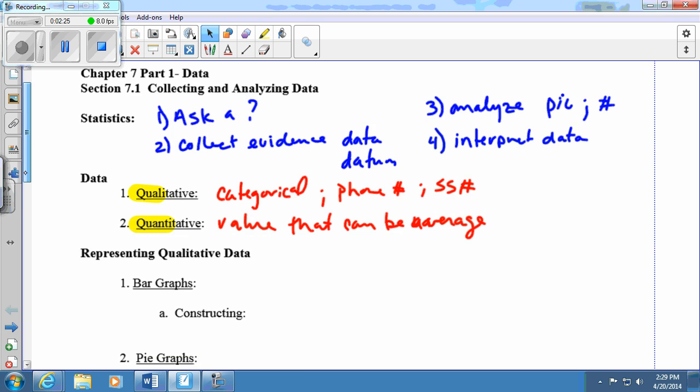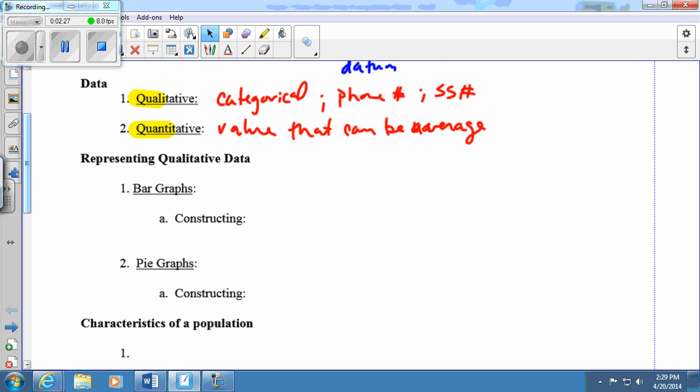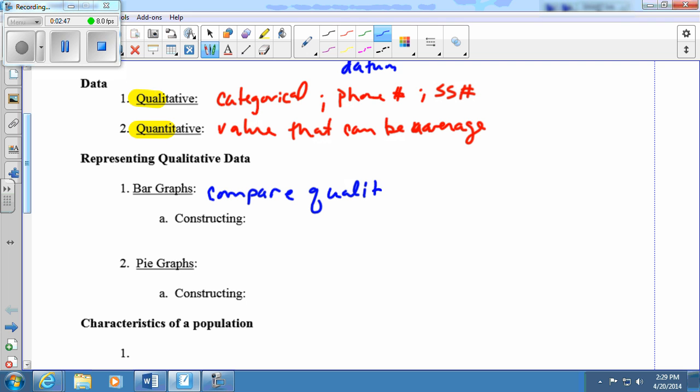So when we look at these two types of data, we're focusing right now on qualitative. We're going to look at two things called a bar graph and a pie, and you'll do an exploration in which you'll create each of these. But a couple things that you'll need to know about a bar graph is it's going to compare the qualities. And so it's going to look like this, and so then the taller bar means it's the largest category.